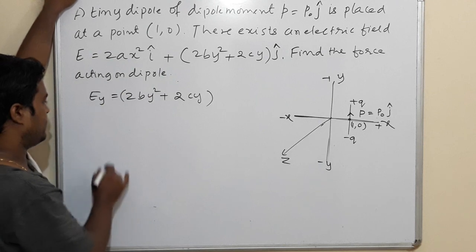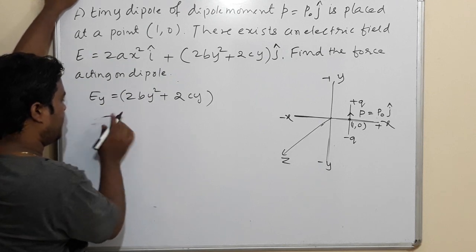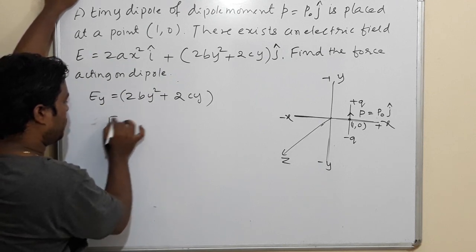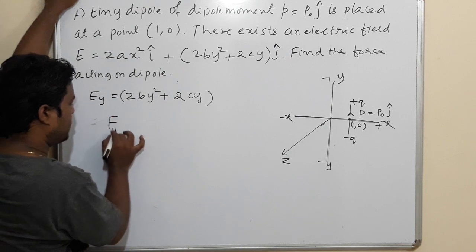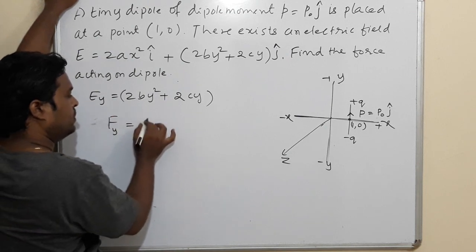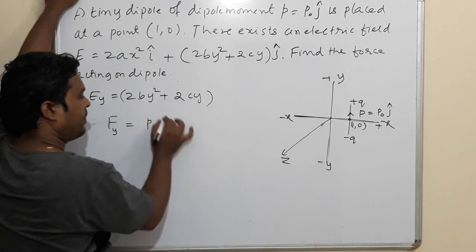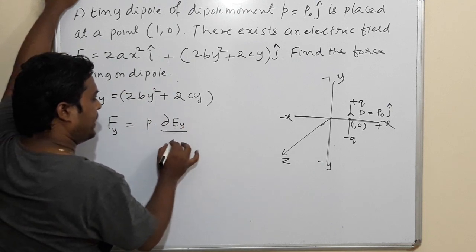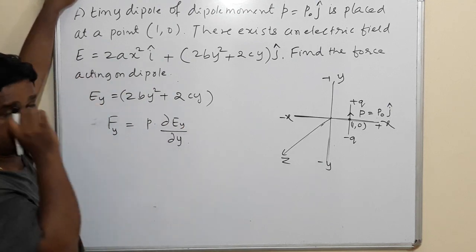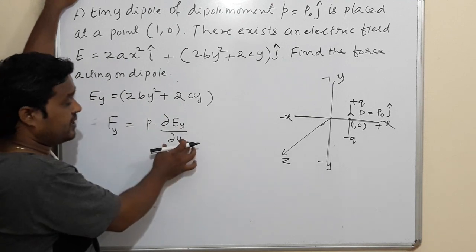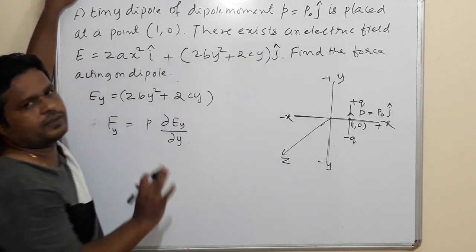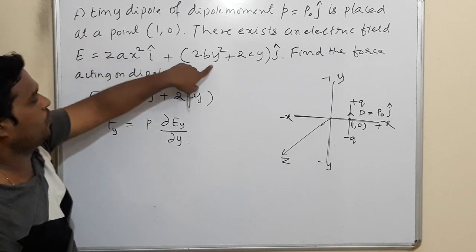Then it will be like this. Then what is the force that we learned in the last problem? How to calculate the force? Force along y axis will be equal to P into dEy divided by dy. That means it is partial differentiation only along the y axis. Don't differentiate this quantity along x, only along y axis.